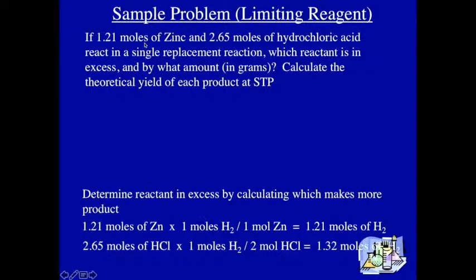So here, if 1.21 moles of zinc and 2.65 moles of hydrochloric acid react in a single replacement reaction, which reactant is in excess and by what amount? And if we change those mole values back to grams, we would be able to find out by what amount. Now, I particularly like gram measurements because that's something we can actually do. Liters of gas at STP or grams of a substance are both very valuable in the real world. Now, this is saying calculate the theoretical yield of each product at STP.